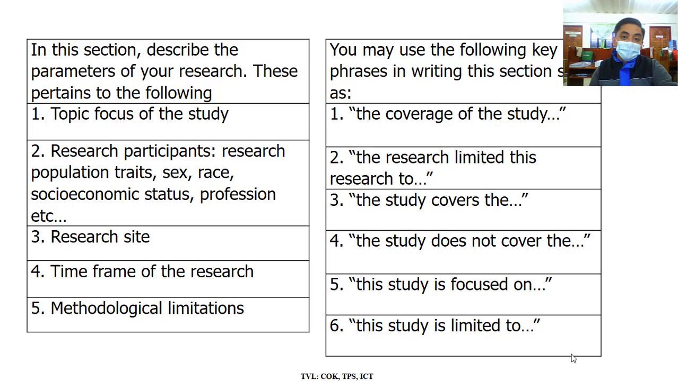Further, you will tell us the methodological limitations. You will tell us that this cannot further explain, this cannot delve into, this cannot do this one, mga ganyan. Now, you may use the following key phrases in writing this section, as written in your module: the coverage of the study will dwell on; the research is limited to this particular idea; the study covers this particular idea; the study does not cover that, which is the limitation; the study is focused on; the study is limited to. These are just possible words that you can use.